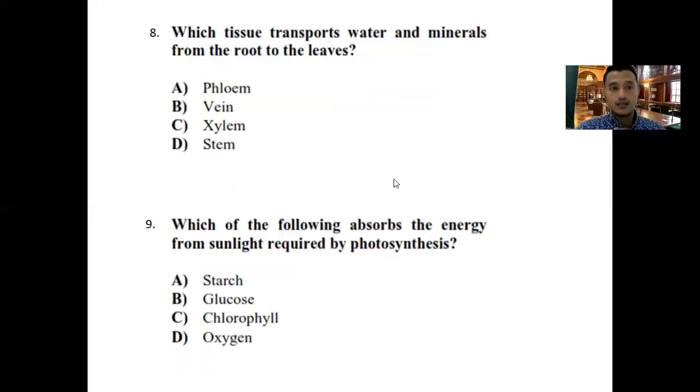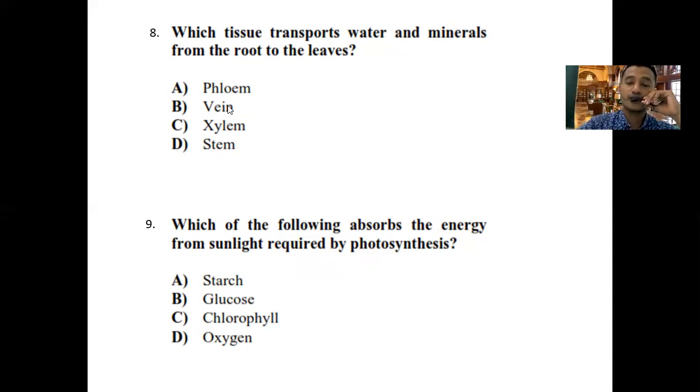Okay, next question. This is really easy. Which tissue transports water and minerals from the root to the leaf? There are only two tissues, phloem and xylem. Phloem and xylem are contained inside the root, stem, leaf, and the trunk. The veins here are only the structures.